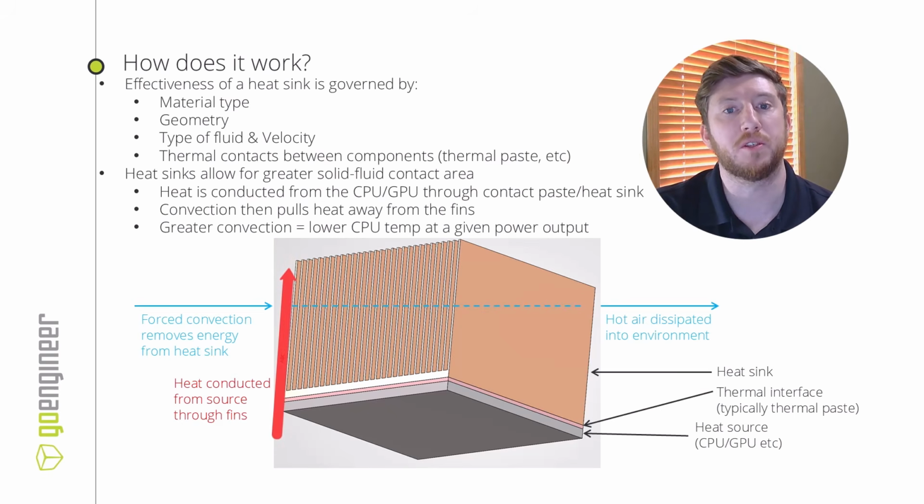As we can see from this simplified diagram, heat is conducted upwards through the fins from the energy source. Forced convection then carries the heat away and lowers the temperature of our system. Also note the thermal interface between the two components.